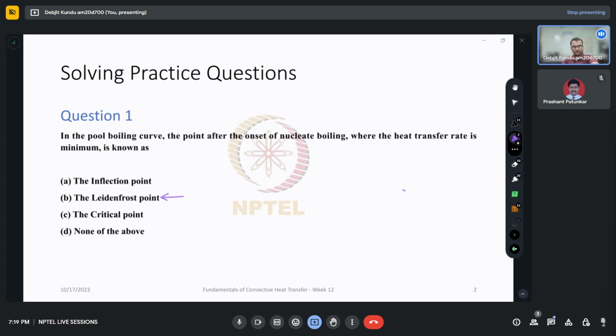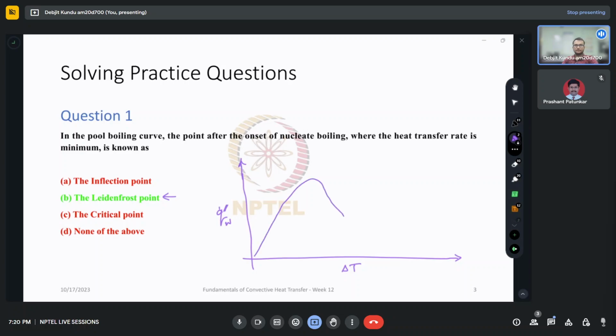So if we have a look at the solution, it is indeed the Leidenfrost point. So you had done that correctly. If we look at a typical pool boiling curve where this is delta T, the excess temperature, and we have the heat flux on the y-axis, we have something like this. It slowly begins, reaches a maximum at the critical point, then a minimum at the Leidenfrost point, and then keeps on increasing. So this here is the critical point, and this point over here is the Leidenfrost point.